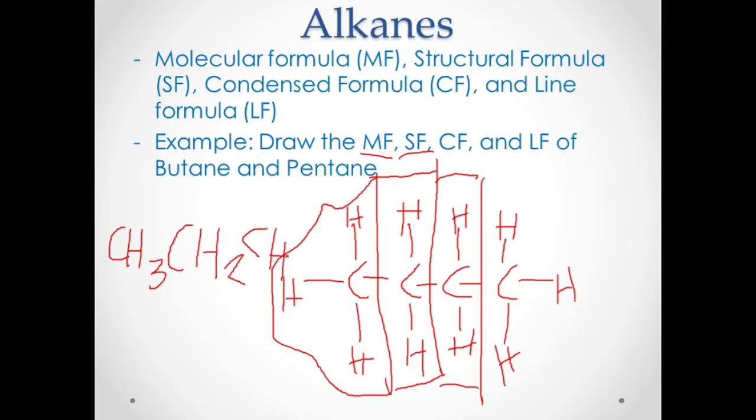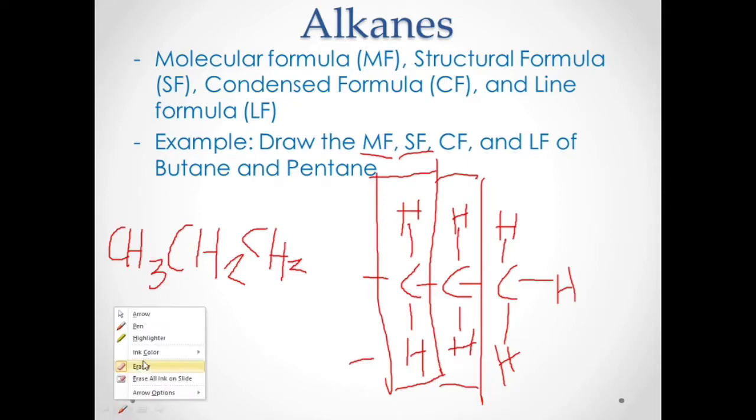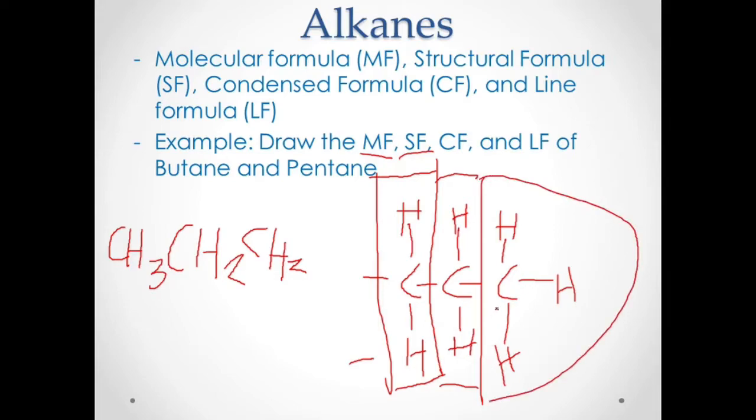CH2. Oh, I have no space now. I will just erase this. That's done already. And the last portion would be what? The last portion would now be this portion here. 1 carbon, 3 hydrogen. That would be CH3. Then you're done with the condensed formula.